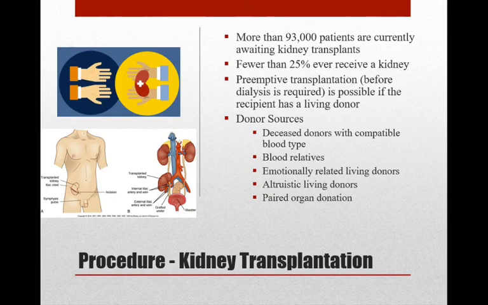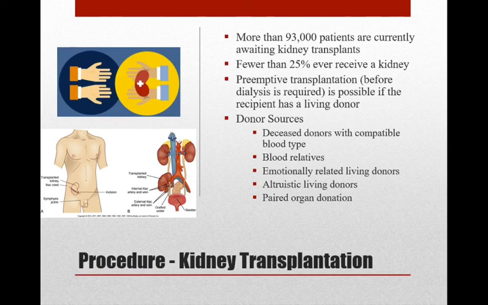But unfortunately, 93,000 patients are currently awaiting kidney transplants, and only 25% of those actually get a kidney. The earlier you get your kidney in your stage 3 through 5 process, the better off you're going to be. You can do living related. You can have a relative donate a kidney.